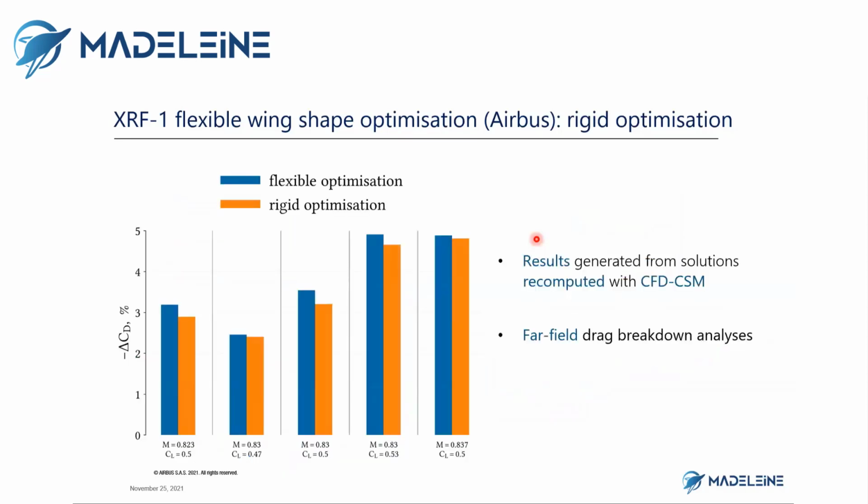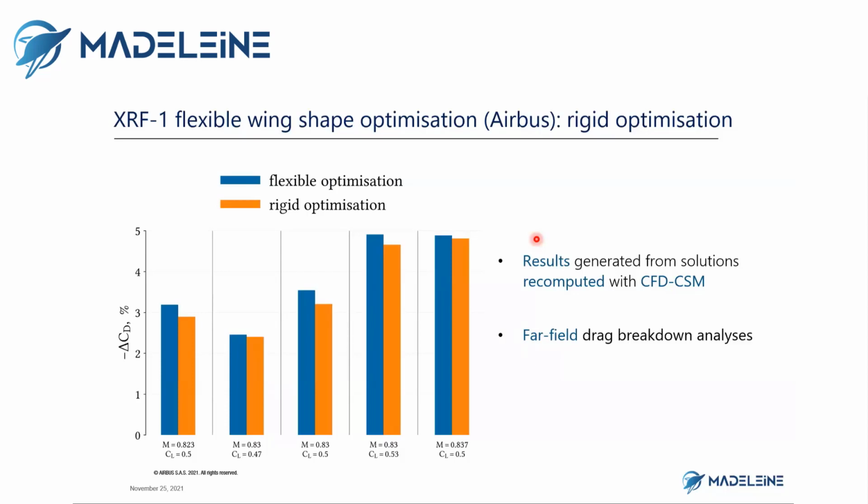Okay, so with this process, we perform exactly the same optimization, so 5 flight conditions with the same weights, to obtain a rigidly optimized jig shape. Then from this optimized jig shape, you recompute real performance using CFD-CSM computations so that we can compare with the results obtained from the previous optimization.